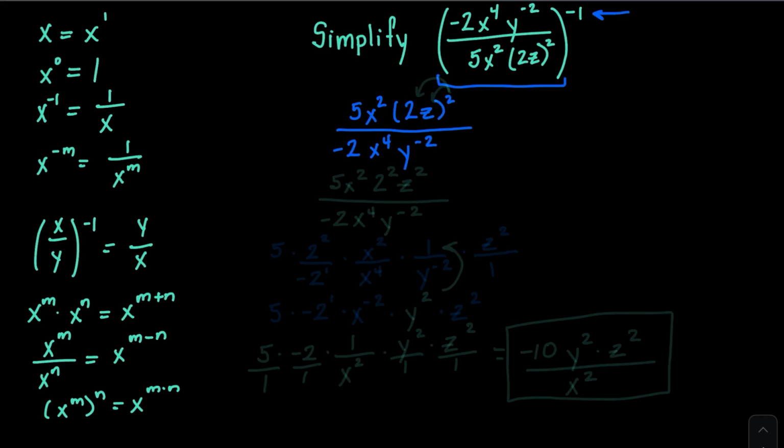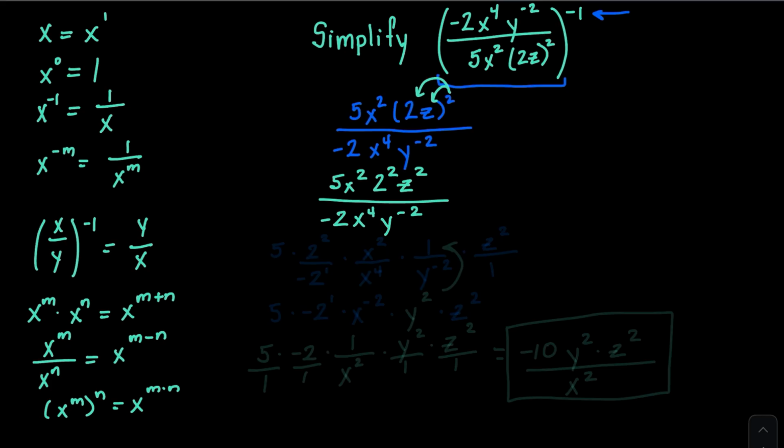Now I'm going to check to see if I have an exponent I need to distribute, and I do, because I see a set of parentheses in my numerator. So 5x squared, then this is going to become 2 squared times z squared, all over -2, x to the 4th, y to the -2.